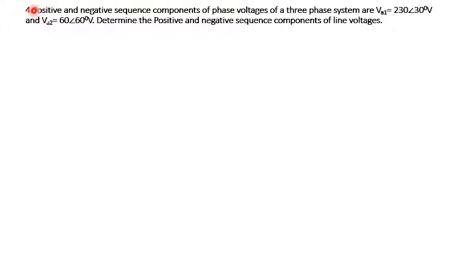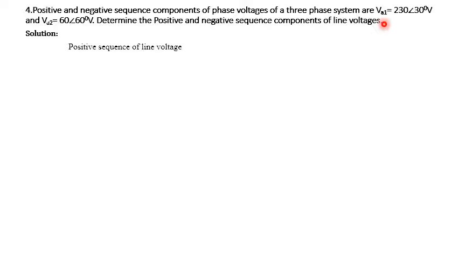Let us solve some simple numericals on this topic. Consider the positive and negative sequence components of the phase voltage of a three-phase system: VA1 is equal to 230 at an angle of 30 degrees, and VA2 is 60 at an angle of 60 degrees. Determine the positive and negative sequence components of the line voltage.